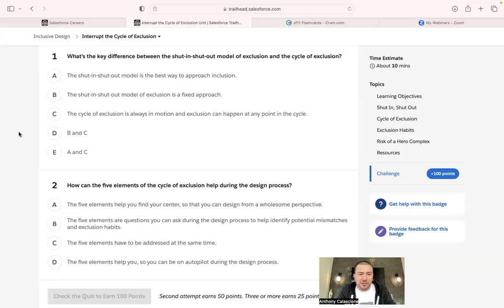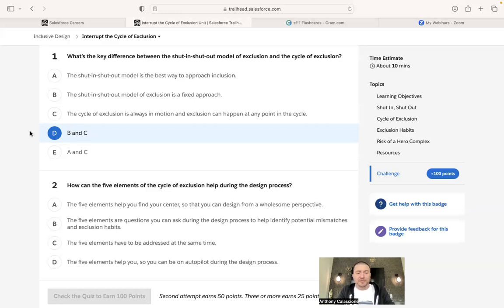60% of the answers include C, because D is B and C, E is A and C, and C is obviously C. So we know C is an answer. The cycle of exclusion is always in motion. Exclusion can happen at any point in the cycle. So it's either B and C or just C. What we've learned so far is that when given a two-letter answer, about 90% of the time it has been that. I think only once or twice it hasn't been, so we're going to lean towards that. So we're going to go with B and C. And if we're incorrect, we'll go to just C, because we don't believe A is correct.